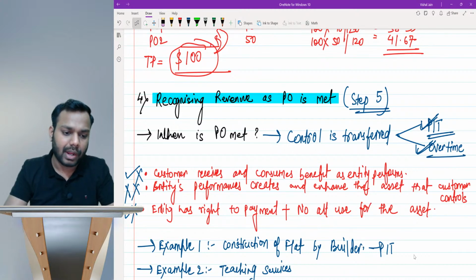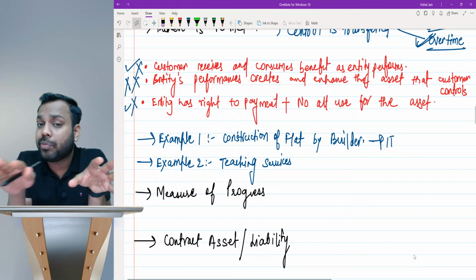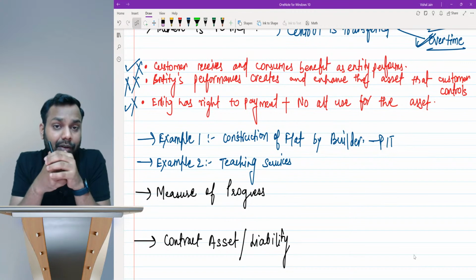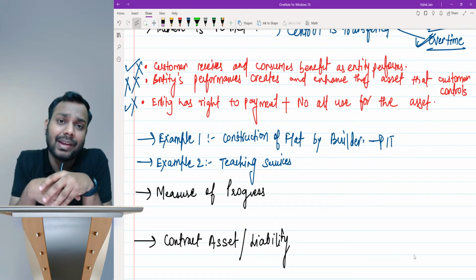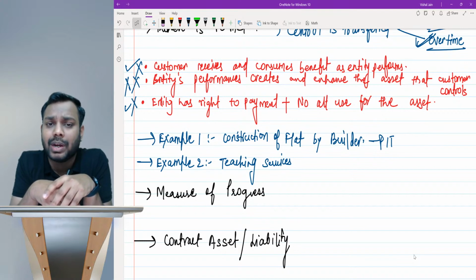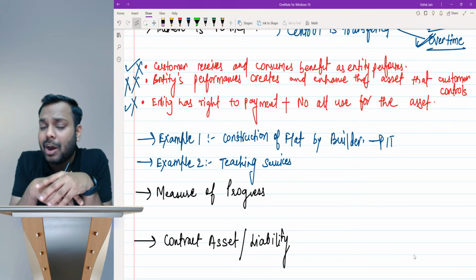Okay, fair enough. Now we need to understand that if the revenue has to be recognized over a period of time, there should be some measure to assess how much percentage of work is completed, right? There should be some measure to do that, right?